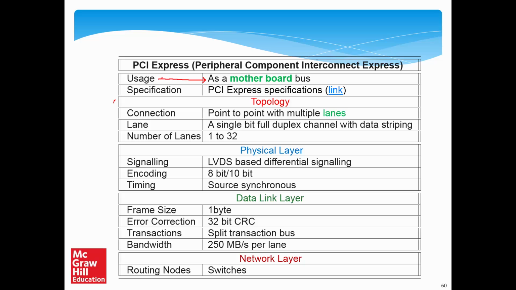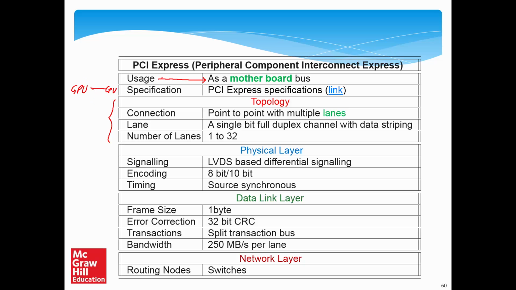So let's take a look at the topology first. So this is basically a point-to-point bus with multiple lanes. And a lane, as we have defined, is a single bit full duplex channel with data striping. So I'll tell you in a second what this is. So furthermore, let's say there are two nodes. There is a GPU and there is a CPU. They talk to each other via a PCI Express bus.